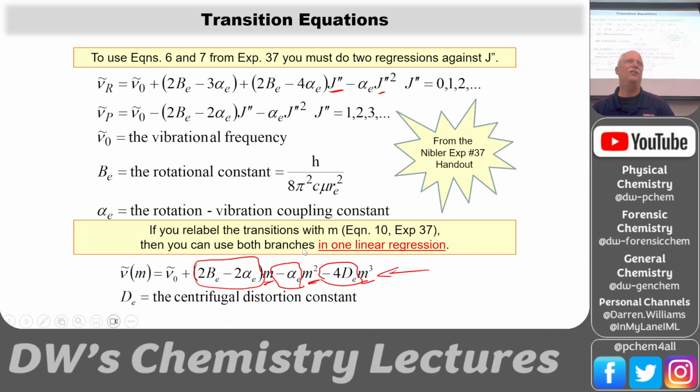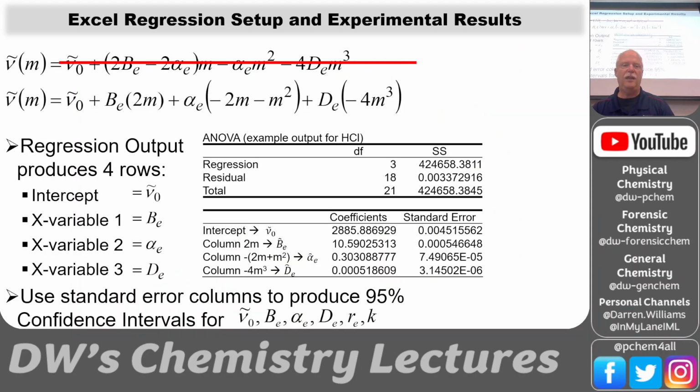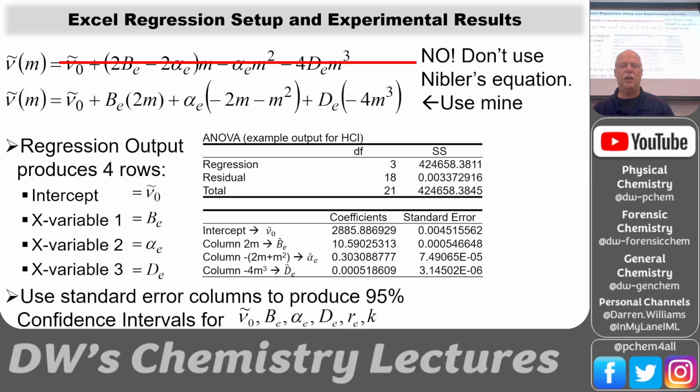And that's not very nice or elegant, okay? What I want to come out of my regression analysis are these constants by themselves. So I did some algebra, and this is the equation you want to use, okay? Use my equation, not Nibbler's. So our columns are going to be, column 1 is going to be 2 times M. So there'll be a column that's 2M, and then there'll be a column that is minus 2M minus M squared. So once you assign your quantum numbers, then you just make these columns, okay?